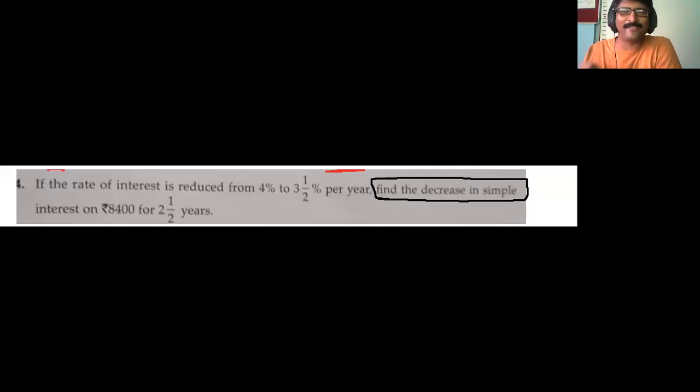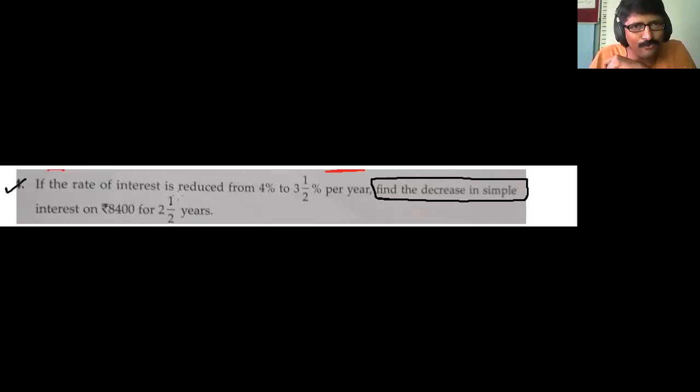Okay, let's move ahead with sum number 4. And what exactly is this sum number 4? I have just pasted it on your screen. Sum number 4 is: if the rate of interest is reduced from 4% to 3.5%. Many people don't understand what this language means. Okay, don't worry. The rate of interest in case 1, R1, is 4% and the rate of interest in case 2, that is R2, is 3.5% per year. Find the decrease in the simple interest on rupees 8,400 for 2.5 years.